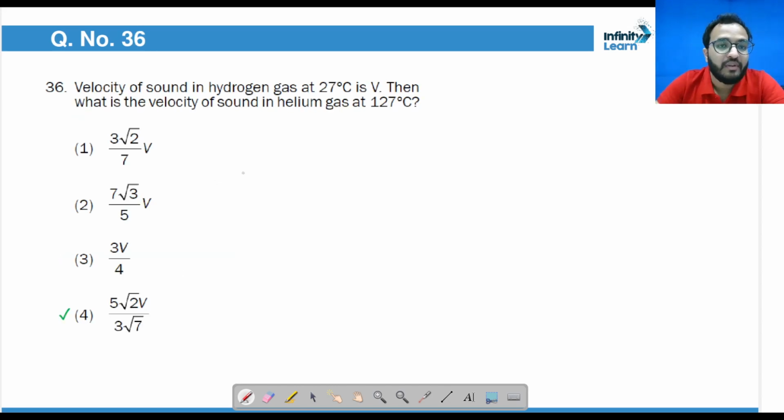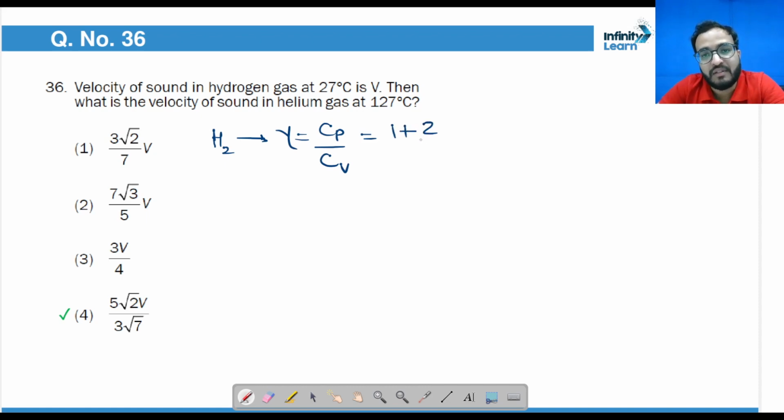Now here we need to figure out that, see, it's a hydrogen gas. Hydrogen is diatomic, and what is gamma? Gamma for this is not the coefficient of expansion. Gamma is the ratio Cp by Cv, right? So this is 1 plus 2 by degree of freedom. Degree of freedom for hydrogen gas, it's diatomic, so for a diatomic gas, degree of freedom is 5. So 1 plus 2 by 5 is 7 by 5.